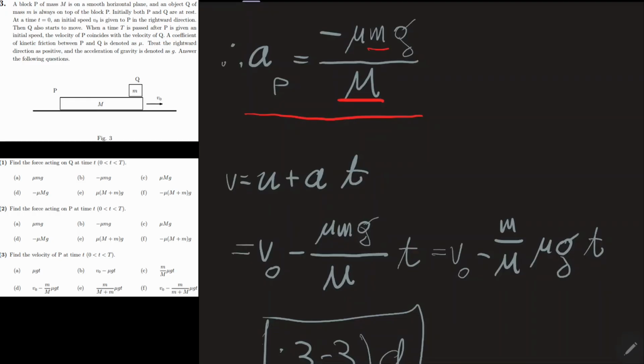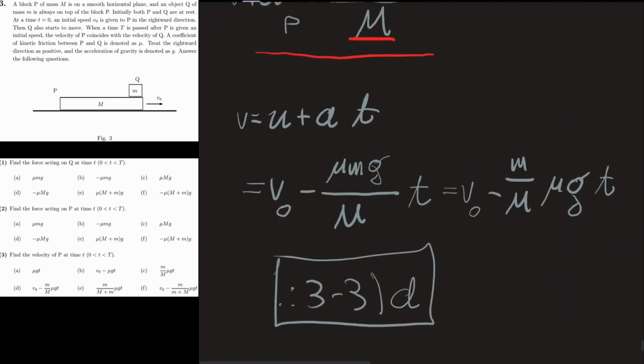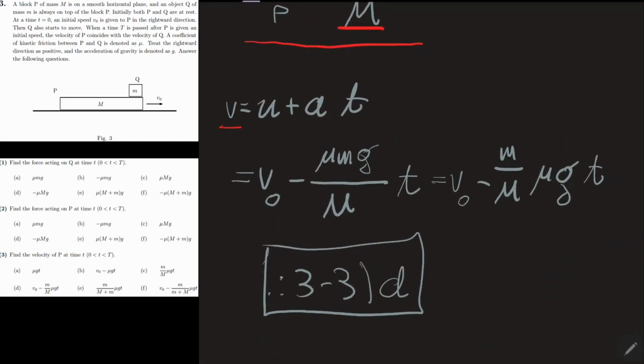Then we use the equation v equals u plus a times t, where v is the final velocity, u is the initial velocity, a is the acceleration, and t is the time. The question tells us that the initial velocity of block P is v sub 0, and we just found the acceleration. And so we find that the velocity of block P at a time t is equal to v sub 0 minus small m over big M times mu g t, and that matches option D.